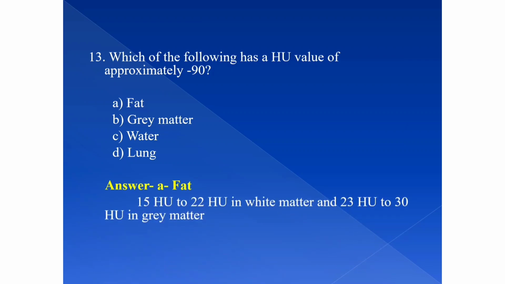15 HU to 22 HU corresponds to the white matter, while 23 HU to 30 HU corresponds to the grey matter. For water it is 0 and for air it is negative 1000, while in the case of bone it is positive 1000. So each tissue has a different CT number, and with respect to that CT number we distinguish the organ of interest. The CT number corresponds to the attenuation value. Attenuated X-ray photons correspond to this CT number.